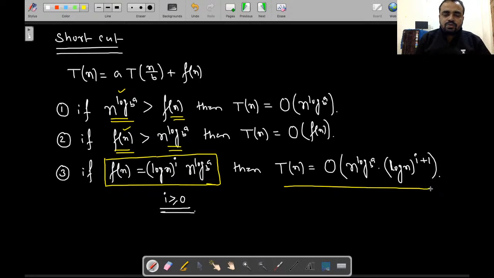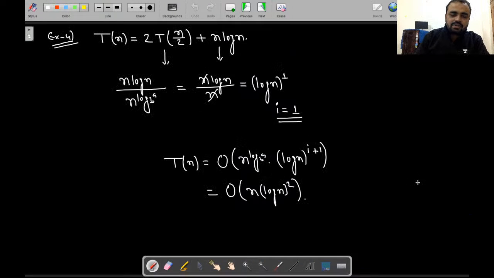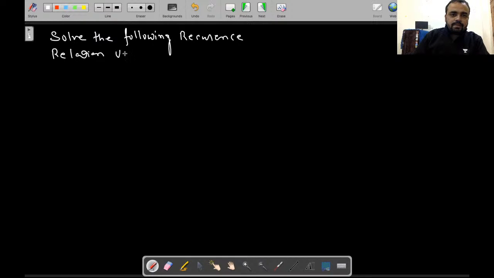Clear everyone? So if it is clear, then I am giving you some problems. Please try to solve them. See, the question is: solve the following recurrence relations using master theorem.